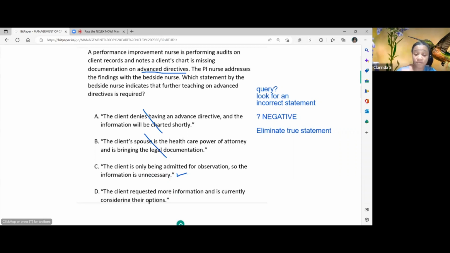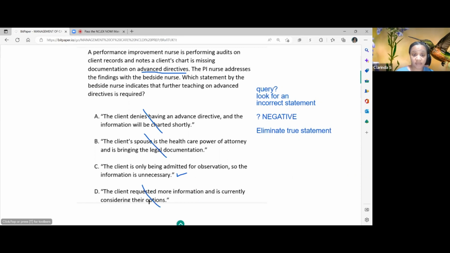So now if we can eliminate D and we compare those two, because we're down to the final two. Everyone always gets to where they eliminate two and there's two options left, and I'm trying to figure out which one it is. Sometimes it's not that obvious, sometimes it is. So with D, the client requested more information and is currently considering their options. Is that a true statement, or is that an okay statement to address the advanced directive, or does that nurse need more teaching? Yeah, eliminate D. Very good. Awesome. So yeah, that's good.